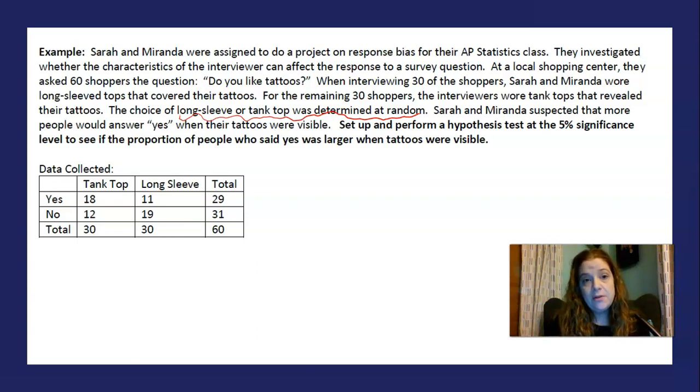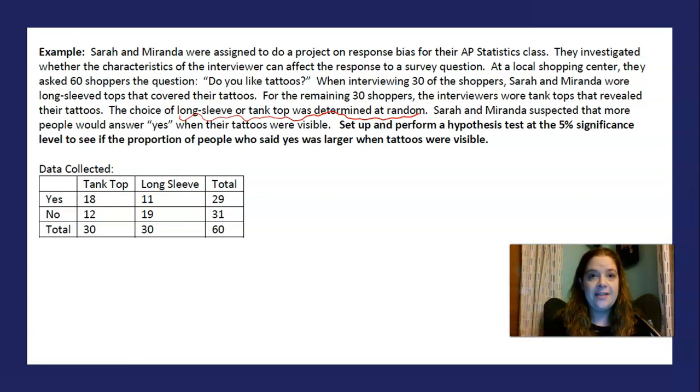All right, so a couple of things going on in this problem. This problem is an experiment. We can tell that because there are two groups of people. There are the people who were asked the question when the girls are wearing a tank top, and the people who are asked the question when the girls are wearing the long sleeve. But the reason why it's an experiment is that the girls decided who was in those groups. So like they flipped a coin or some sort of random technique, and then they decided how they were going to ask that question to put those in the groups.